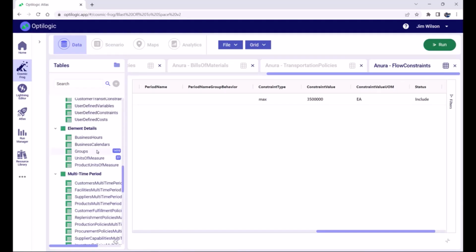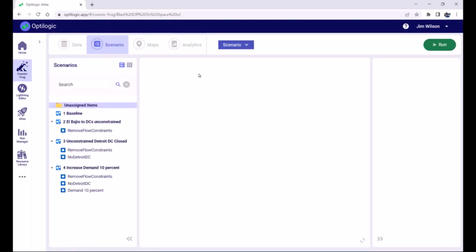So now let's talk about our scenario. So we obviously have the baseline. This is going to be run and represent the current network. So no items associated with it. That flow constraint of 3.5 million units between El Baggio and the DCs will be respected.